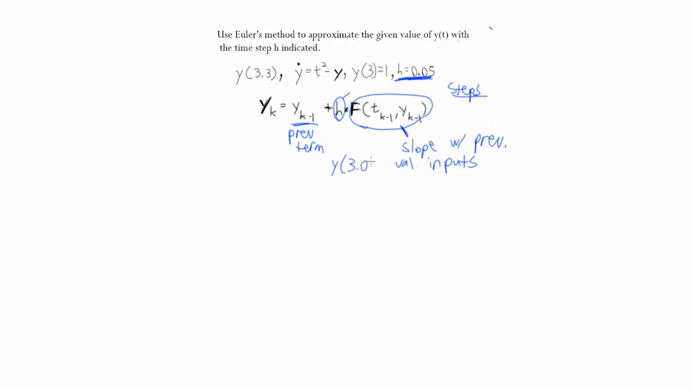Say we're taking y of 3.05. This is the current step now. And then y of 3 is equal to 1. That's our given, the previous step before. So we plug 1 into the previous term, and we plug 0.05 into the h.